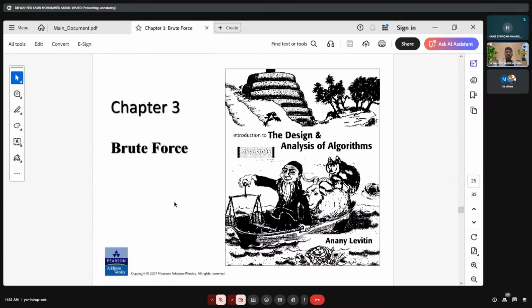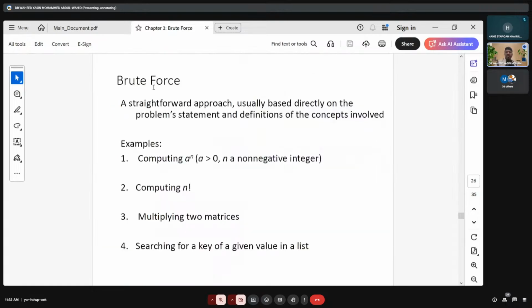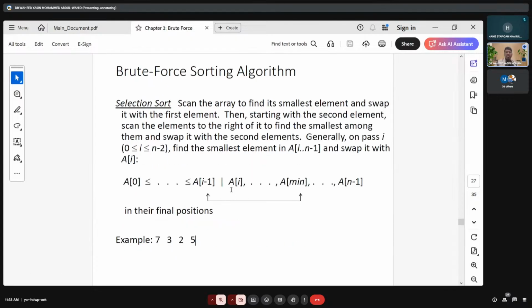Okay, brute force. We start with brute force. What is brute force? A straightforward approach, usually based directly on the problem statement and definitions of the constraints involved. Example: computing a to the power n, a greater than 0, n a non-negative integer. Okay, maybe here n equals 0, and n a non-negative integer. Computing n factorial, multiplying two matrices, searching for a key of a given value in a list. These are some examples, and you can use brute force for these.